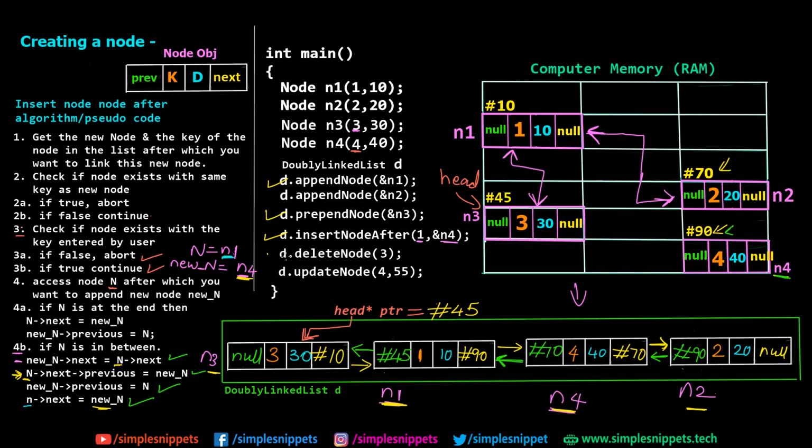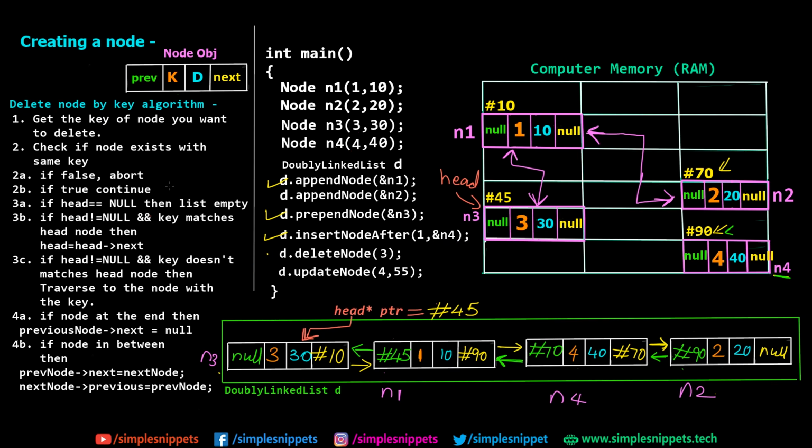Let's see delete node. Okay, so again in delete node we have multiple conditions. Let's quickly go step by step. First thing we have to do is get the key of the node you want to delete. We have to check if the node exists. So let's say over here in the delete node we are just passing in the key. If you pass some random key 7, we know that there is no node having the key of 7. So you have to give an error, right? Otherwise we have to check for that node. If it exists, you have to continue.